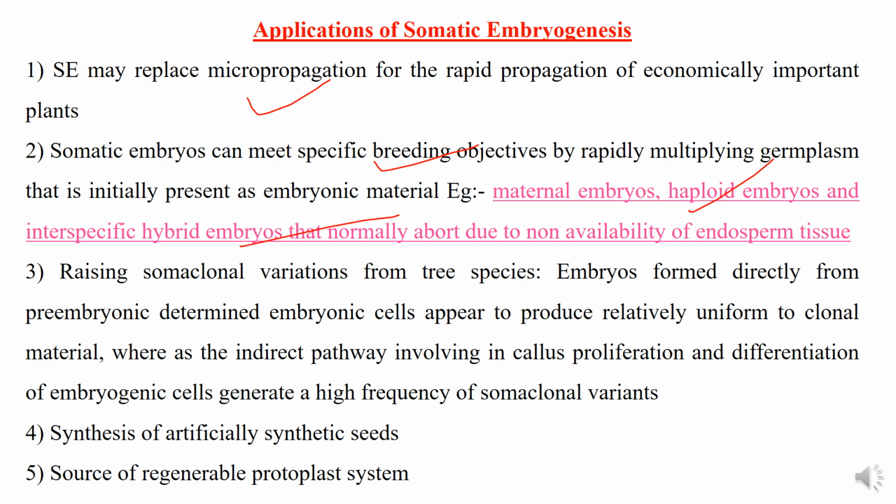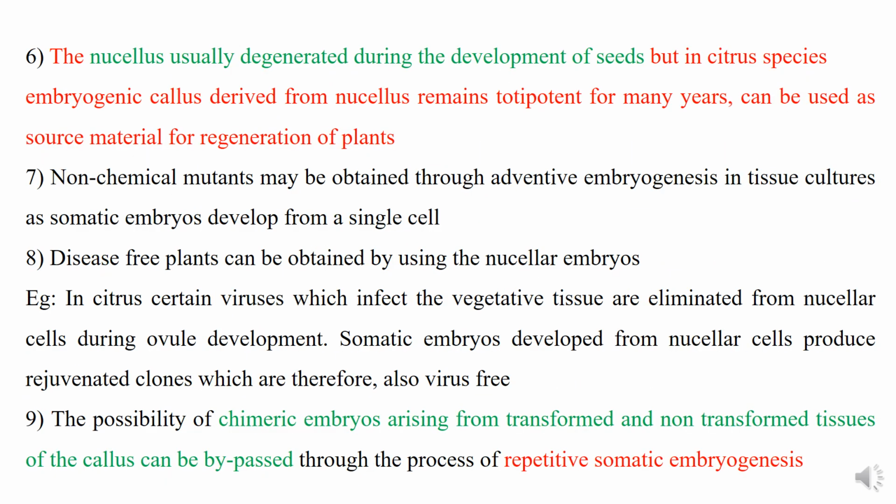Then raising somaclonal variations from tree species, especially in case of indirect somatic embryogenesis, we can observe the somaclonal variations. And synthesis of artificial synthetic seeds, and it is a regenerable protoplast system also, the somatic embryos. And in case of citrus, we will use the nucellus for the regeneration of somatic embryos. That is, nucellus usually degenerates during the development of seeds, but in case of citrus species, embryogenic callus, which is derived from the nucellus, remains totipotent for many years. That is very advantageous in case of citrus.